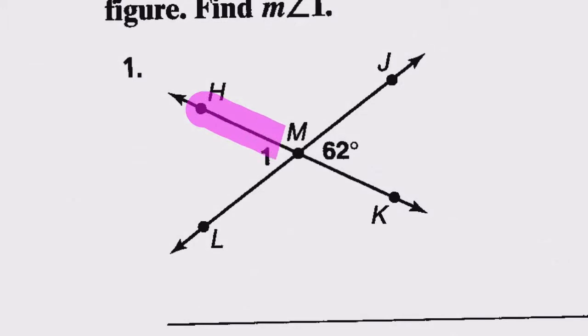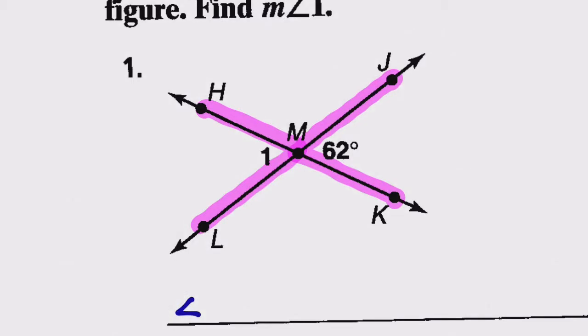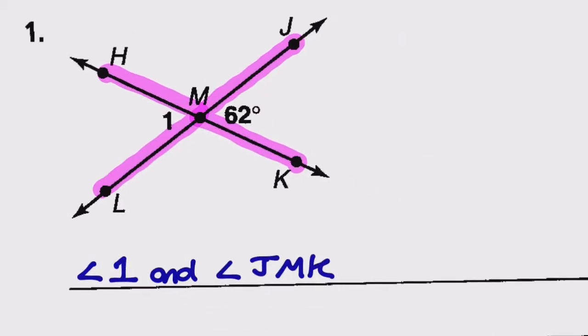Okay, so angle 1, so this angle right here, angle 1, and then how did you name that other angle? Angle JMK, starting here, going to M, and then to K. So yes, those would be a pair of vertical angles. So we would say that angle 1 and angle JMK are vertical angles.